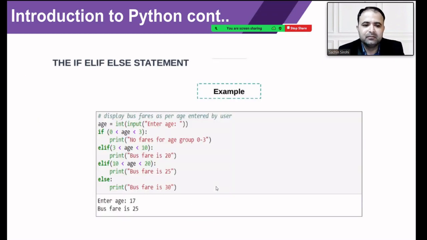Let's see now the age. Firstly, I have to enter the age. If the age is greater than 0 and less than 3, remember one thing, 0 to 3, so no fare for that age group. If the age is greater than 3 and less than 10, the bus fare is 20, and else if between 10 and 20, and else like 30.